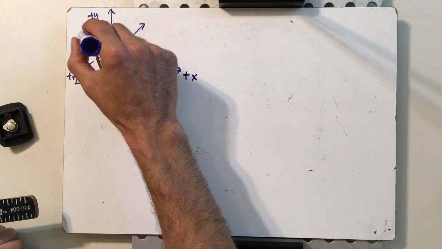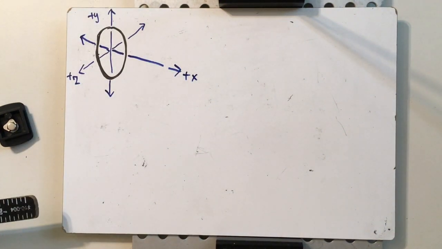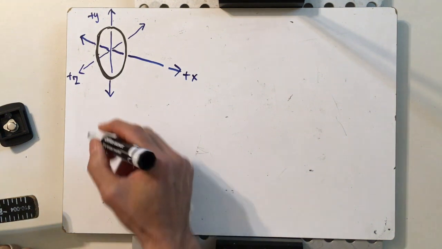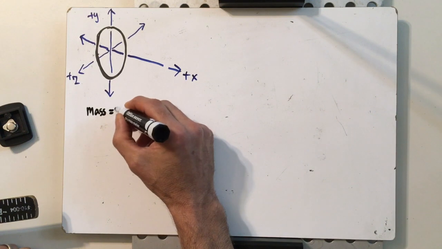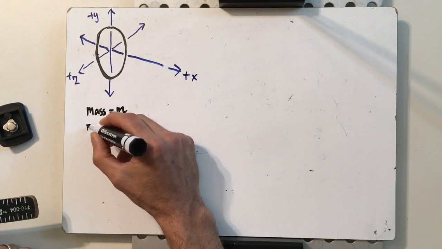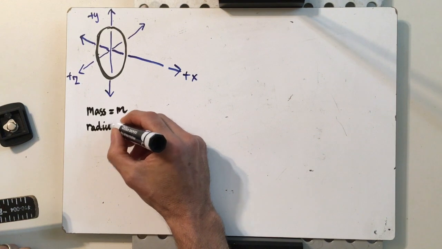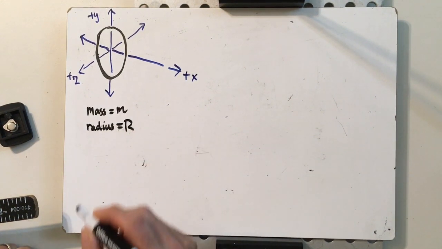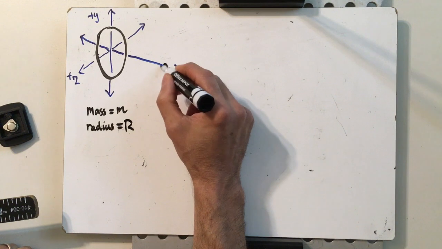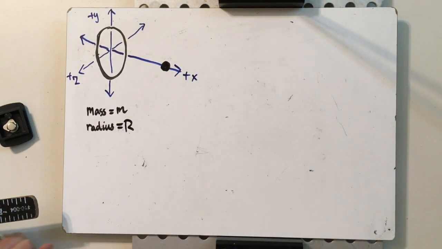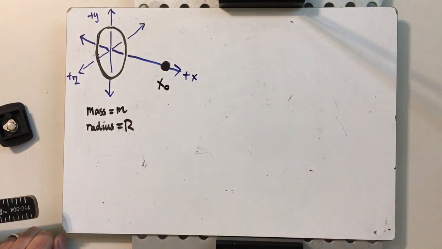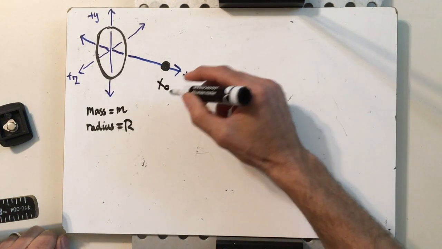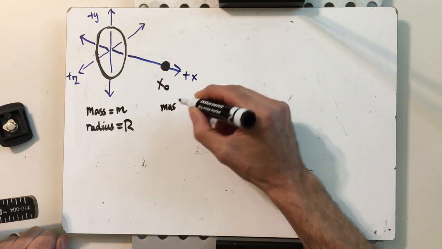I'm attempting to complete a drawing of a thin ring of mass small m and of radius capital R. Over here is another object like a sphere, let's say. It's at position x naught on the x-axis. The ring is centered on the origin there, and it has mass of capital M.